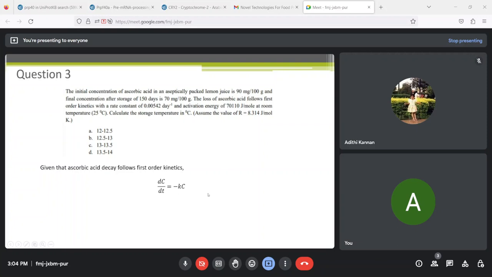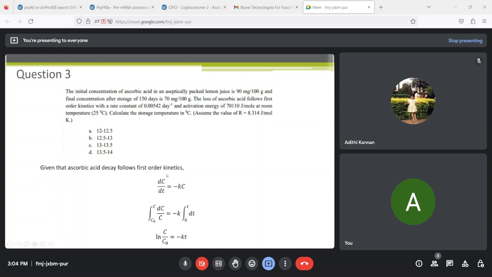So now when you take C on this side and you integrate, you have dC by C ranging from C0 to C, equal to minus K integral of dt from 0 to T. Here C0 is the initial concentration of the ascorbic acid present. C is the final concentration present after some time, say T. So now when you integrate this, you have ln of C by C0 is equal to minus Kt. Here again C stands for the final concentration, and C0 stands for the initial concentration of the ascorbic acid.